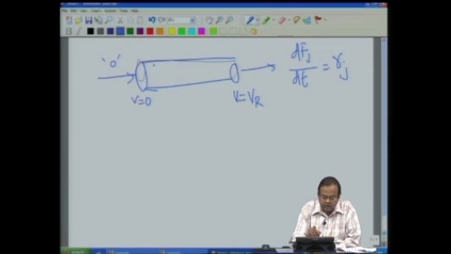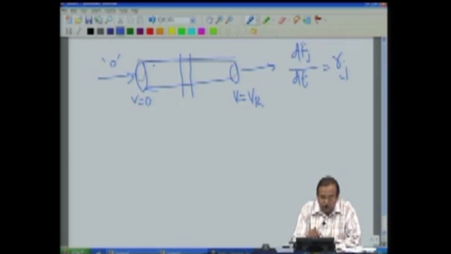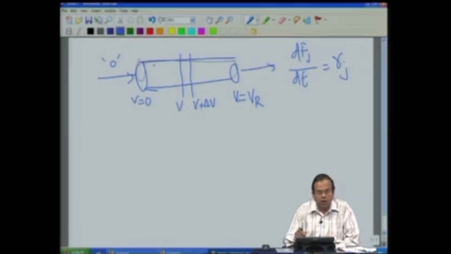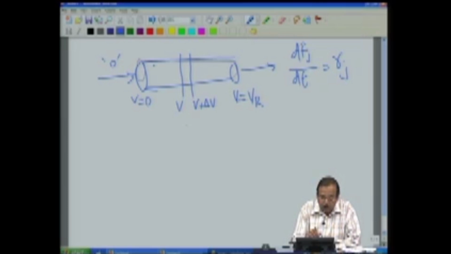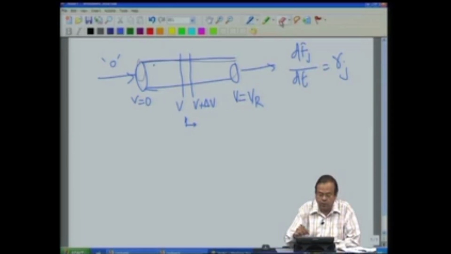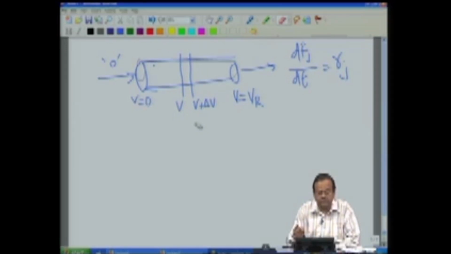Now, let us consider a small element of this reactor at some location V equal to V and V equal to V plus delta V. Remember, along this axial direction properties are changing, but along radial direction properties are uniform. That is what our plug flow reactor is.